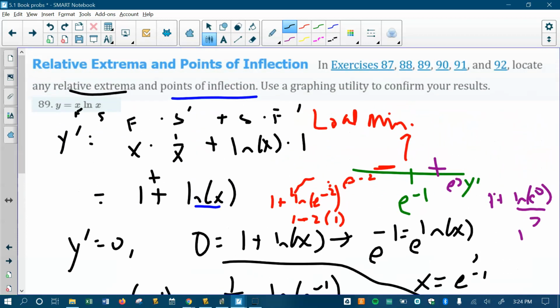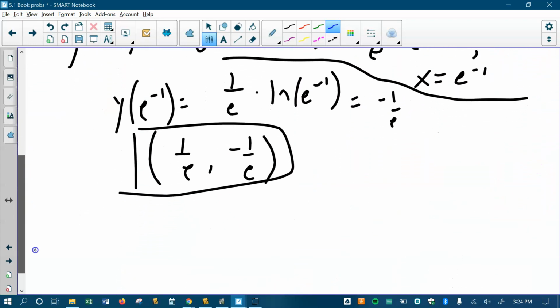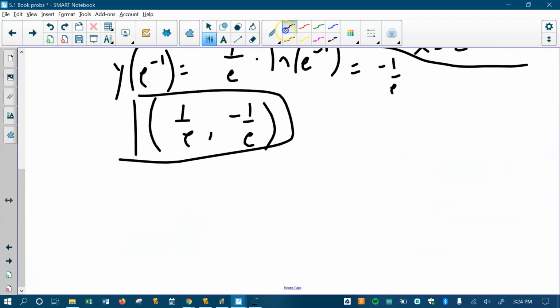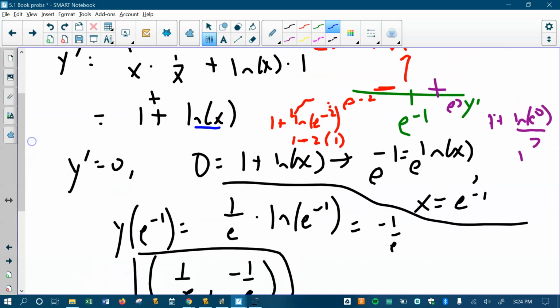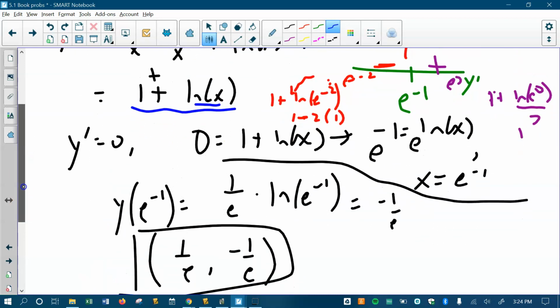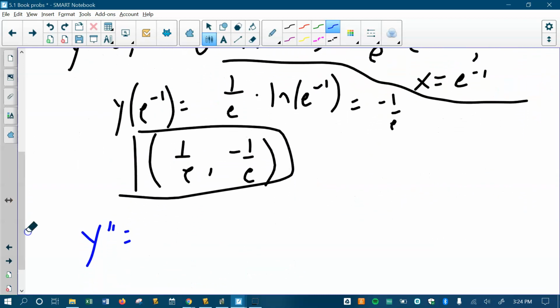I noted again that because of this ln of x, our domain is always positive numbers. That's going to come into effect when we look at points of inflection. So let's take y equals x ln x. Now y double prime is the derivative of the first derivative, and we had y prime equals 1 plus ln x.